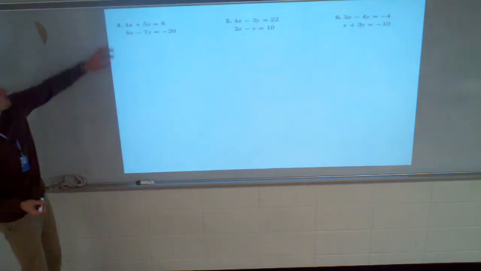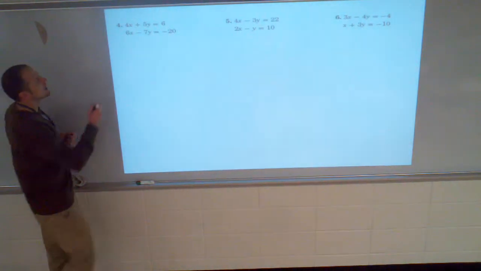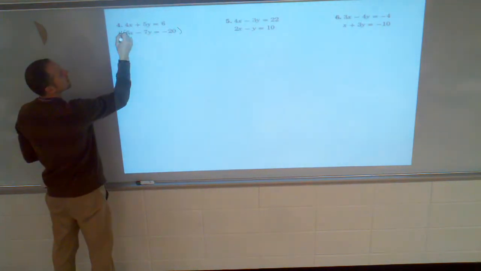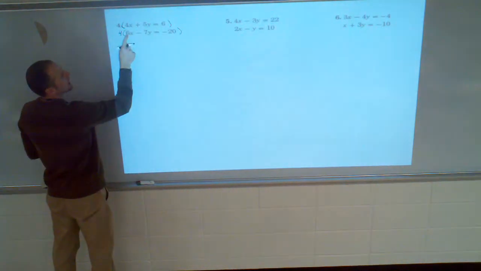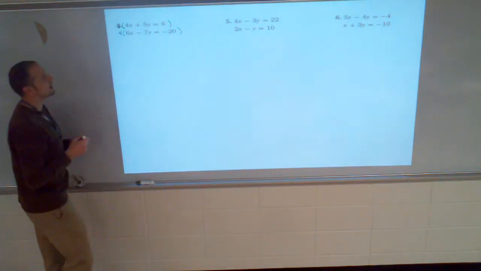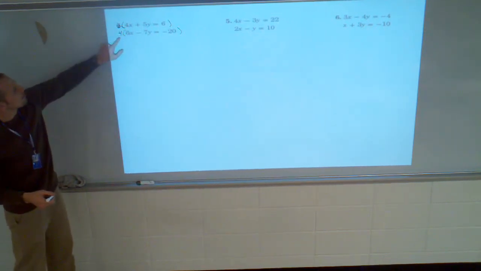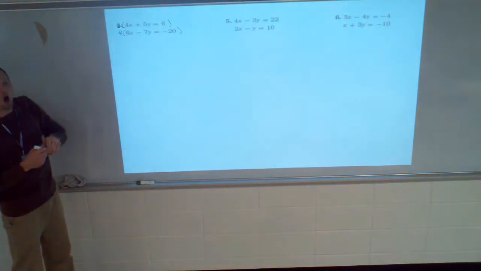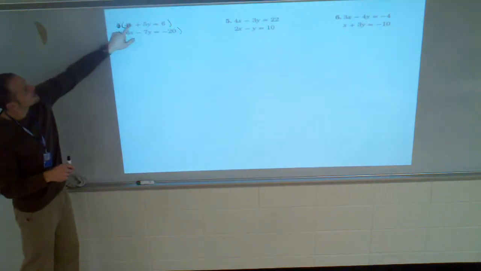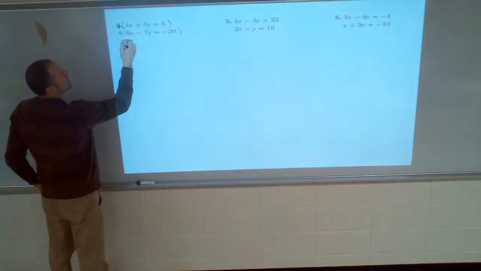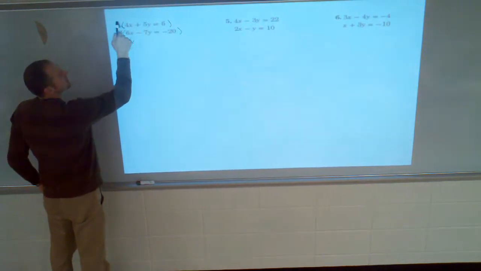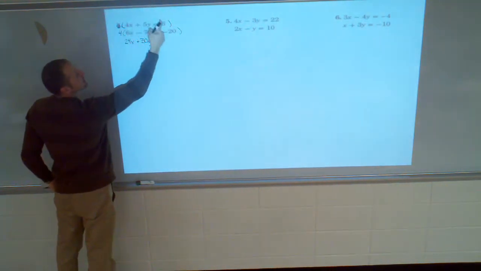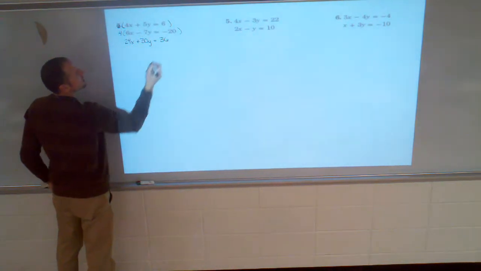Alright? What I want to do, if I want to eliminate my x's, I am going to multiply the bottom equation by 4 and the top equation by 6. So, whatever's up here, I'm going to multiply on the bottom. Whatever's down here, I'm going to multiply on the top. Okay? This will always work. So now, 6 times 4, that will be 24x. 6 times 5 is going to be 30y. And 6 times 6 is going to be 36.